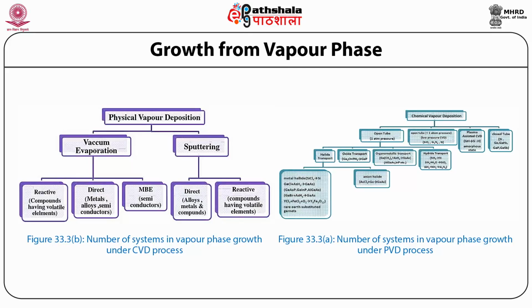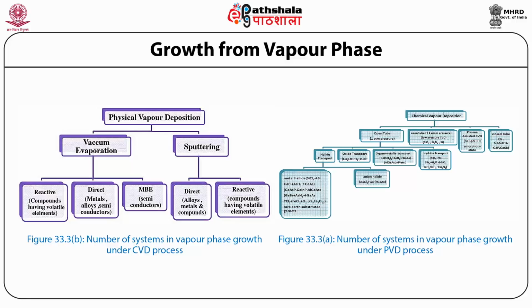33.3a shows number of systems in vapor phase growth under PVD process. For example, physical vapor deposition, that's PVD process, is bifurcated into two: vacuum evaporation and sputtering. In vacuum evaporation is included reactive, that is compounds having volatile elements. Second, direct evaporation means metals, alloys, semiconductors, and MBE, that is molecular beam epitaxy, for semiconductors.